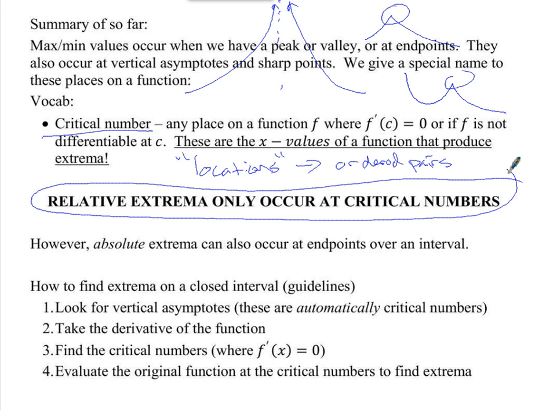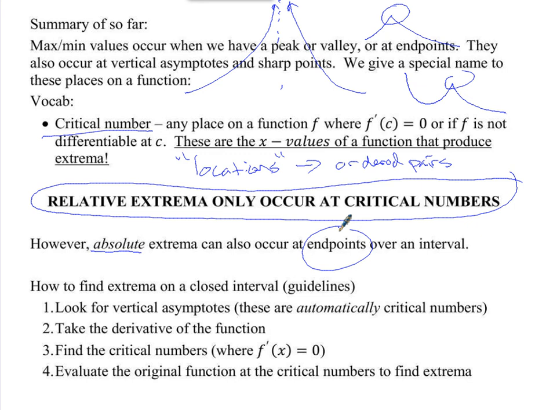However, absolute extrema can also occur at the endpoints over an interval. So if I'm asking for relative extrema, or if I have an open interval, then you only need to find your critical numbers. But if I have a closed interval, I'm asking for absolute extrema, then you need to also consider the endpoints of the interval, like we did in that previous problem.